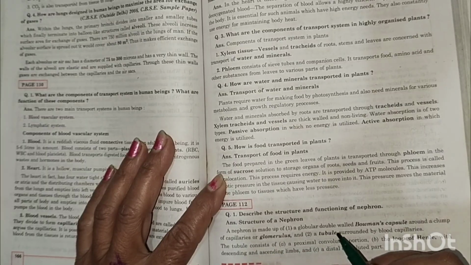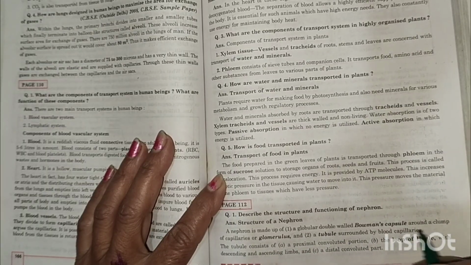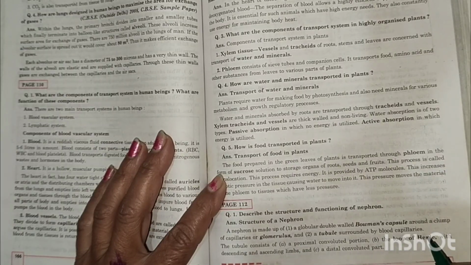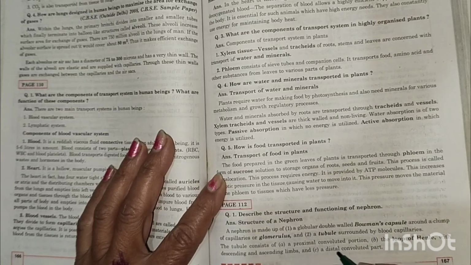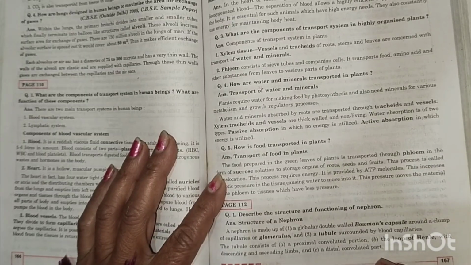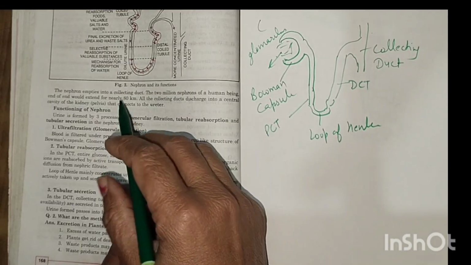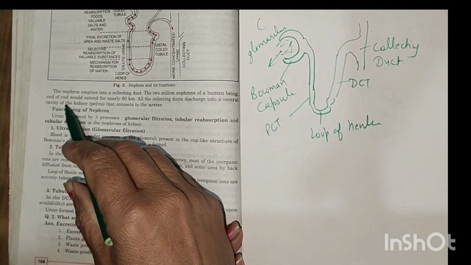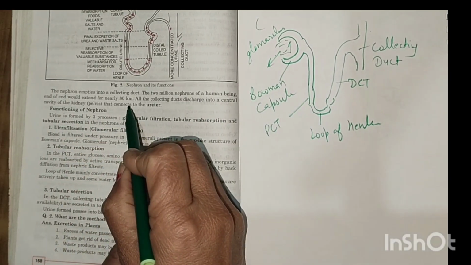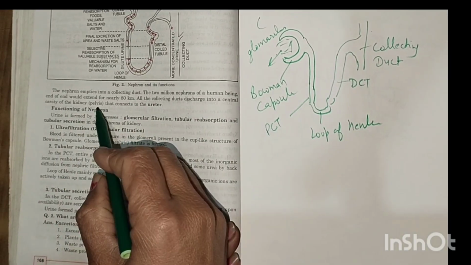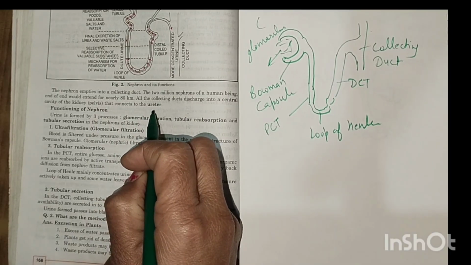A nephron is made up of the glomerulus, a double-walled Bowman capsule around a clump of capillaries of glomerulus, and tubules surrounded by the blood capillaries. The tube consists of the proximal convoluted tubules, loop of Henle, and the descending and ascending limb, and the distal convoluted tubules. Nephron empties into a collecting duct. The 2 million nephrons of a human being, end to end, would extend nearly 80 km. All the collecting ducts discharge into a central cavity of the kidney that connects to the ureter.